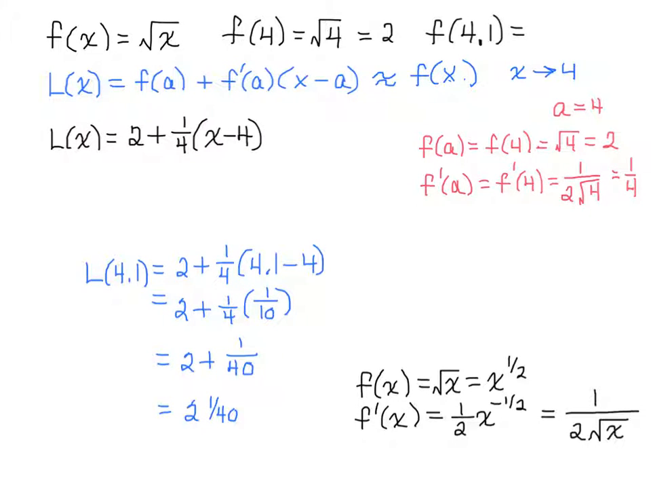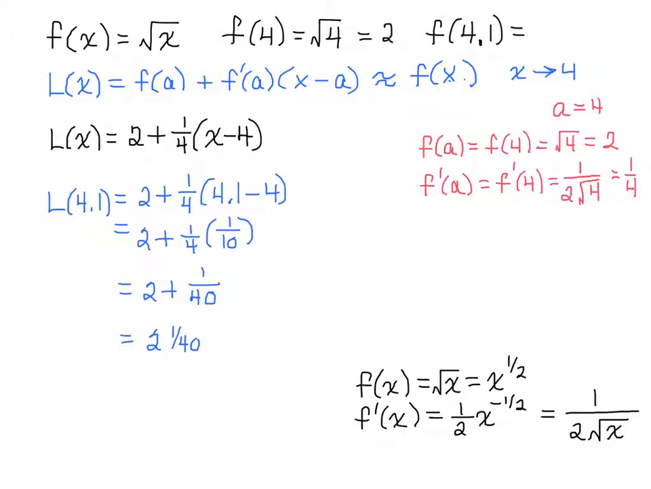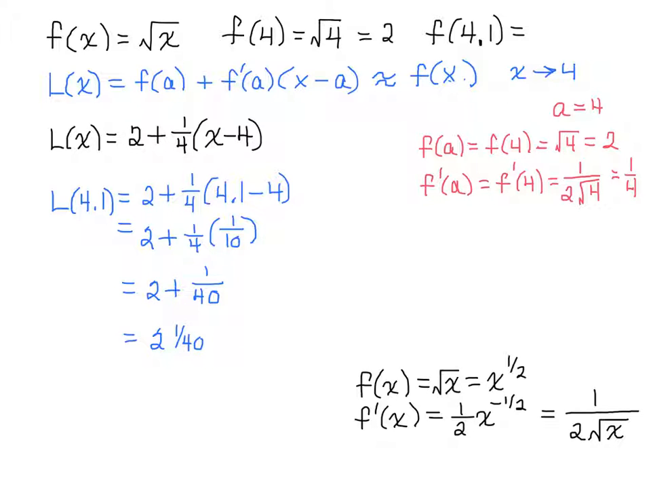So what this tells us then is that the square root of 4.1 is very close to 2 and 1/40, and you can work out the decimal equivalent of that with division.